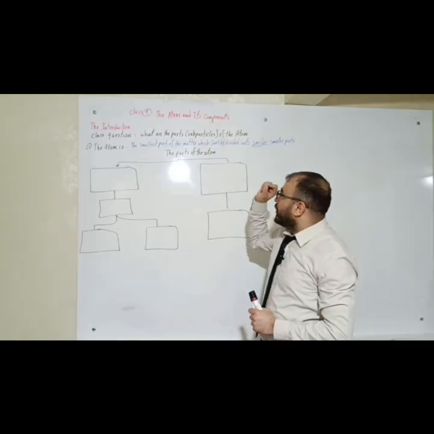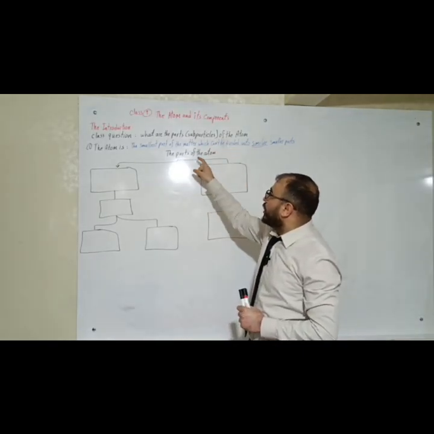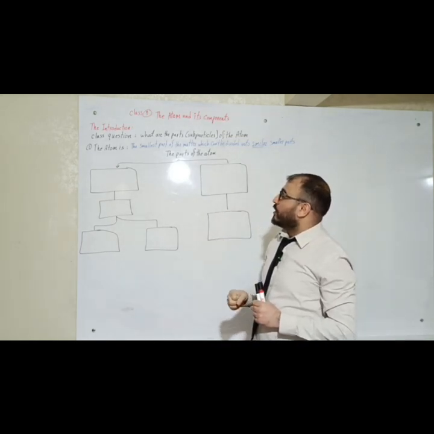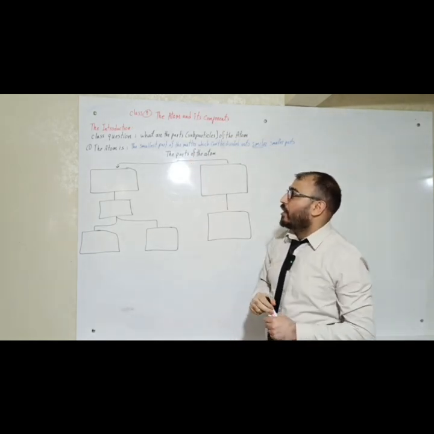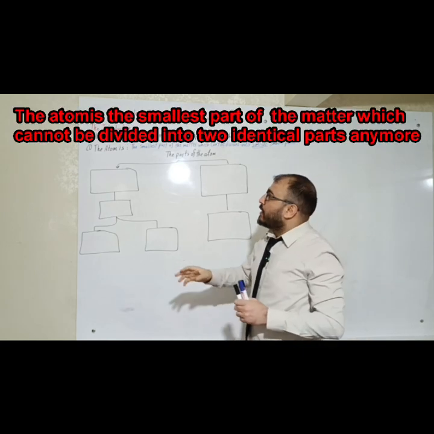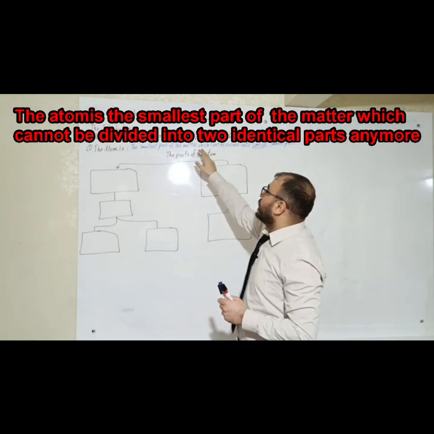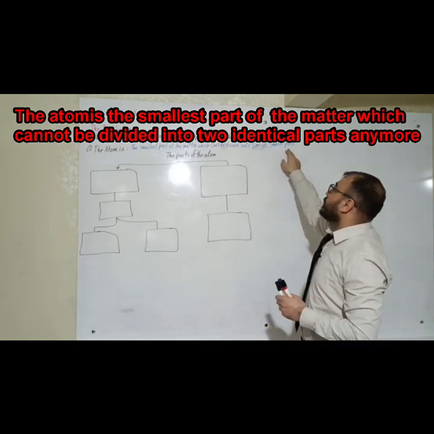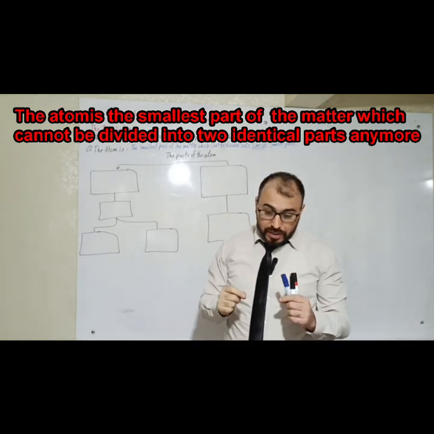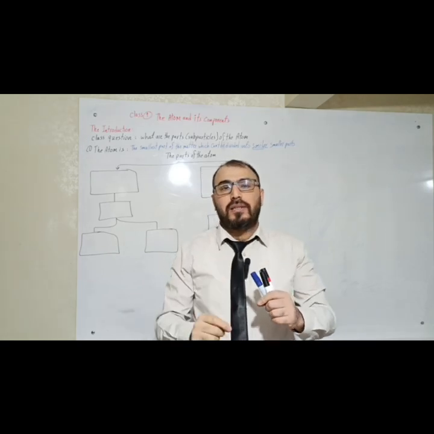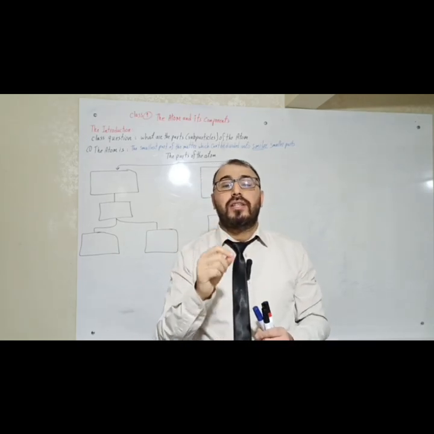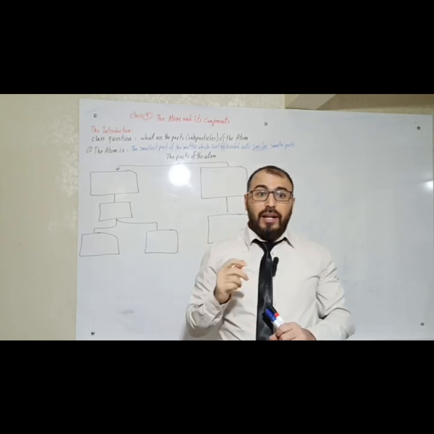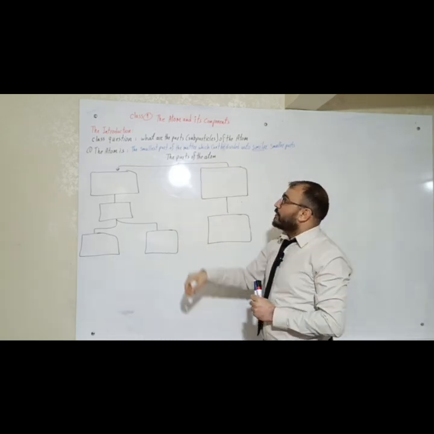Well, before we study the parts of the atom, as we said, we should take into consideration the definition of the atom. The atom is defined as the smallest part of the matter which cannot be divided into smaller parts. That means if you take an atom and try to split it into two identical parts, this is going to be practically impossible. And now let's talk about the parts of the atom.